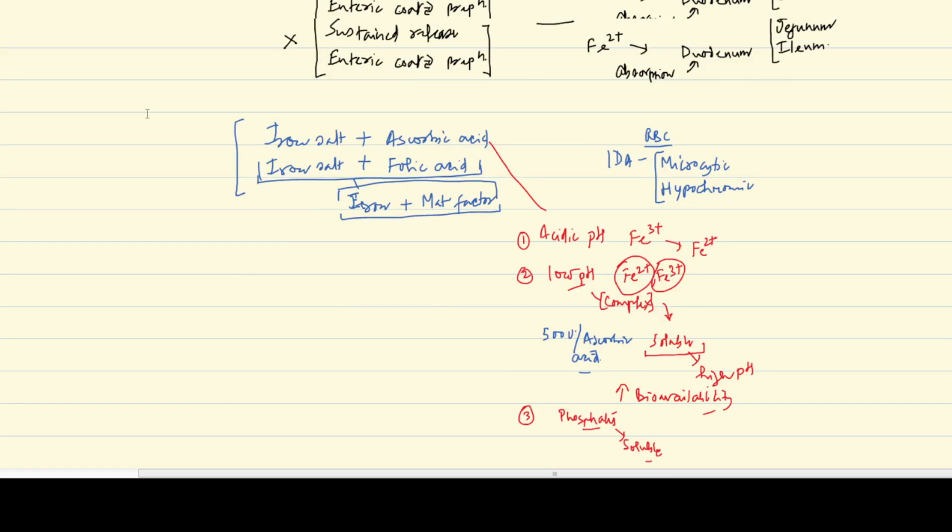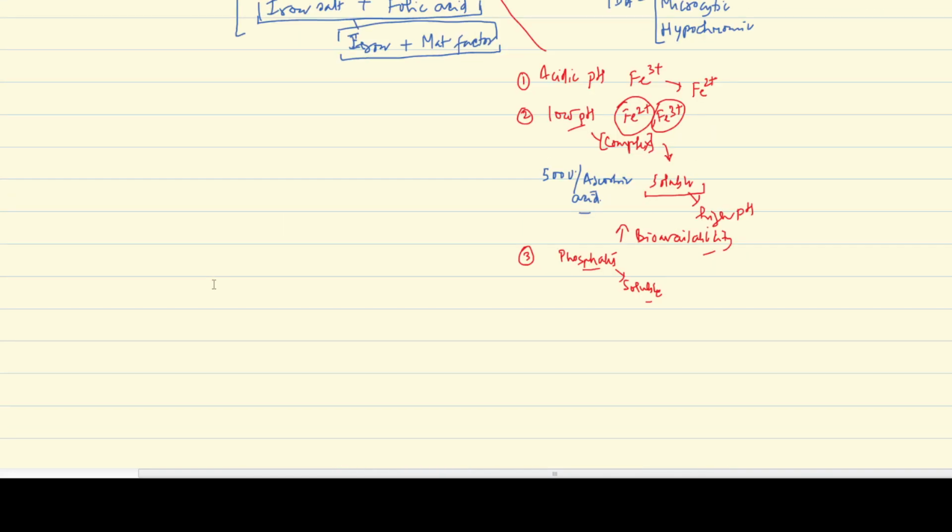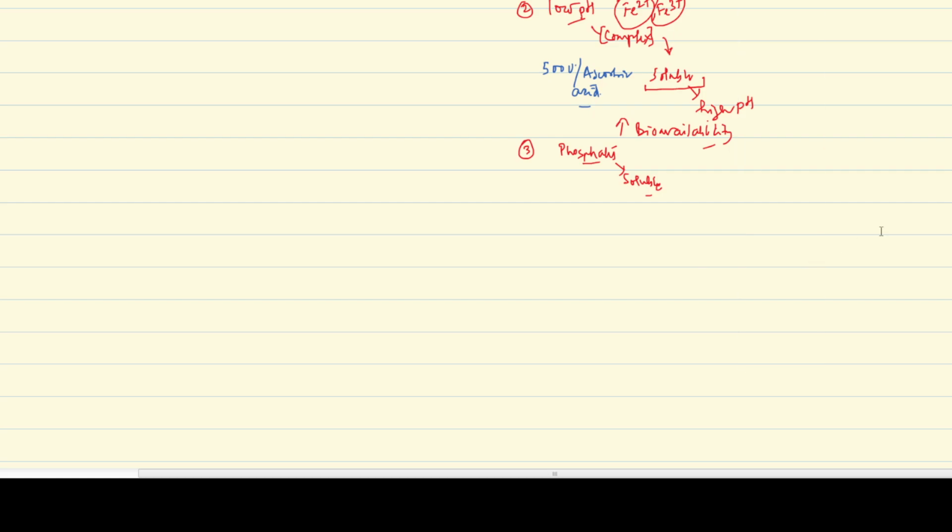Okay, so now we have established why we have the combination of ferrous drugs with ascorbic acid and with folic acid. All right. So how much iron should we give? What's the dosage regime?